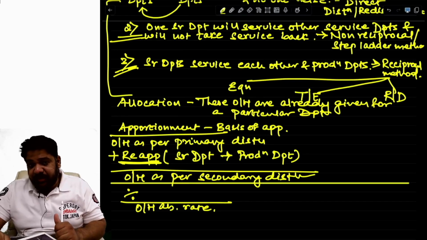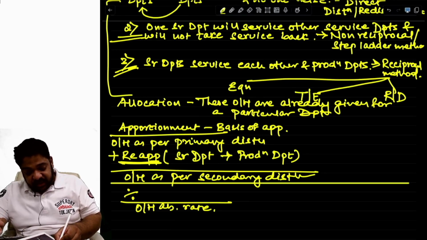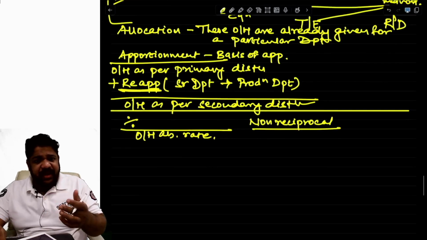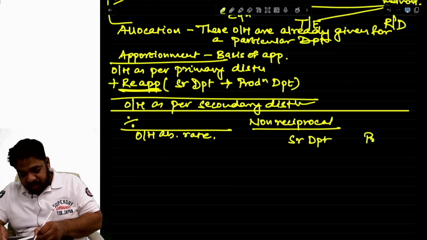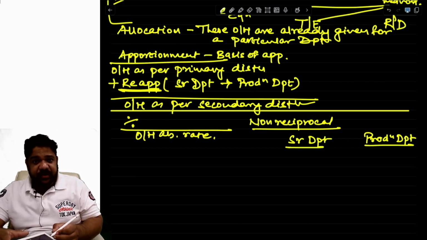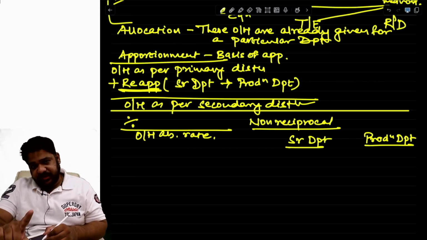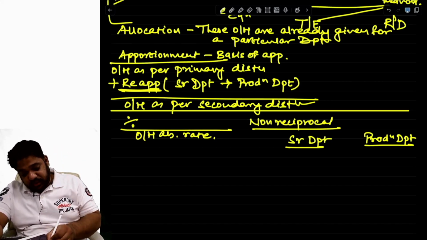Now, things that you have to keep in mind when it comes to distribution summary questions is in the non-reciprocal method or the step ladder method, you will first put down the service departments and then put down the production departments. And in the service department, you will put down the service department that is serving everybody first. So let's say X is serving Y. Y does not serve back. Okay, so you will write X, Y, and then A, B.